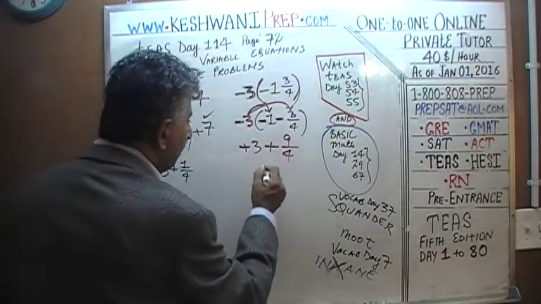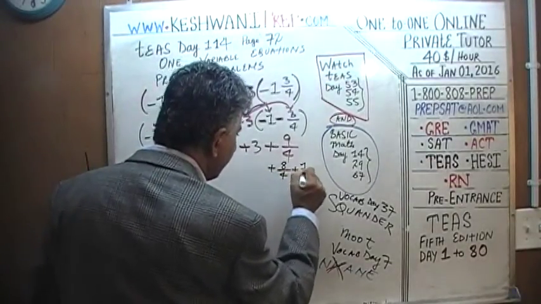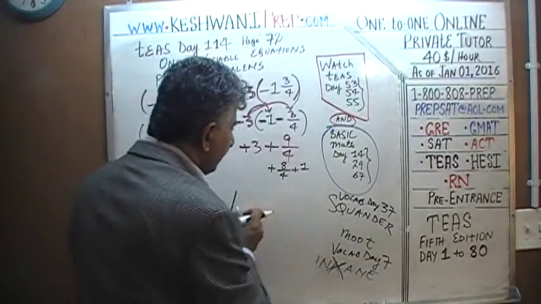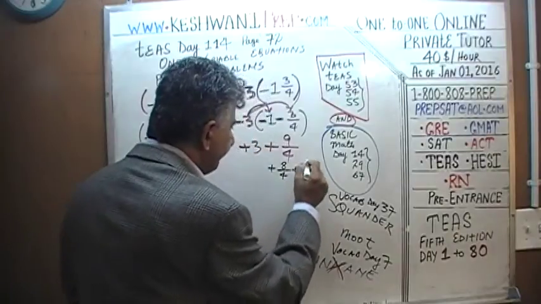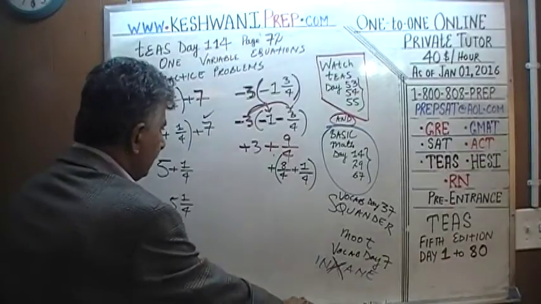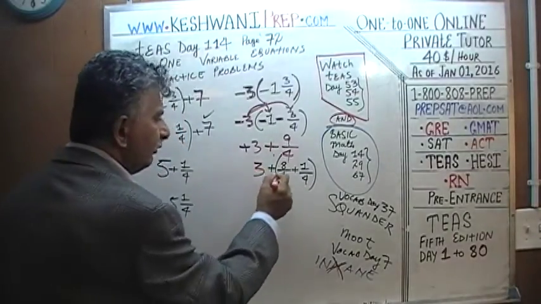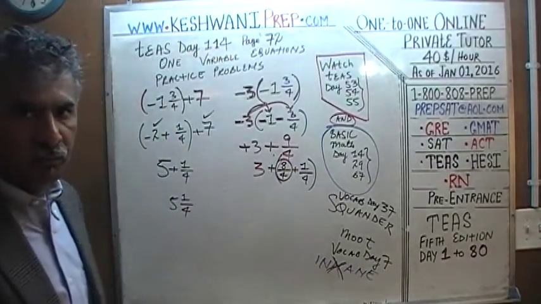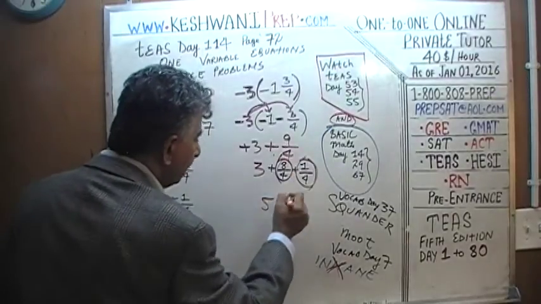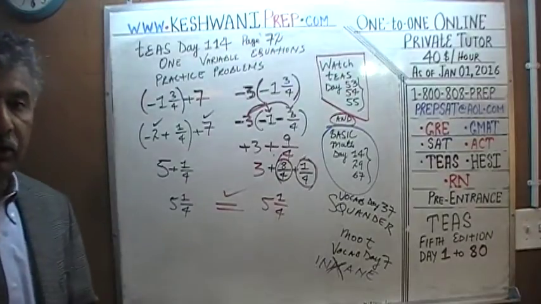We're almost done. 9 quarters is the same as 8 quarters plus a quarter, which is this quantity right here. That's your 9 quarters. And of course we had a 3 to begin with. And how much do you suppose is 8 quarters? Well, 8 quarters is 2, isn't it? So we have 3 plus 2, which is 5 and a quarter. 5 and a quarter, aha! Indeed it works. Our answer is indeed correct.